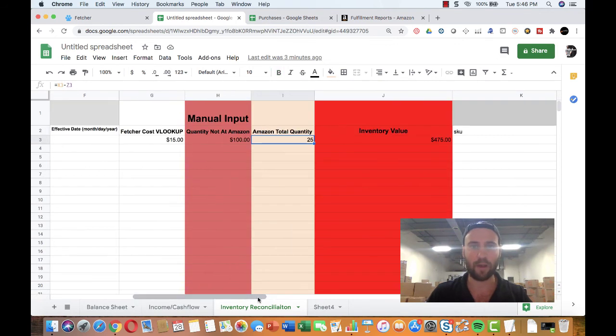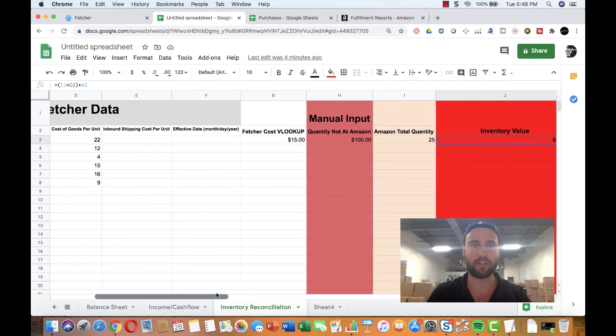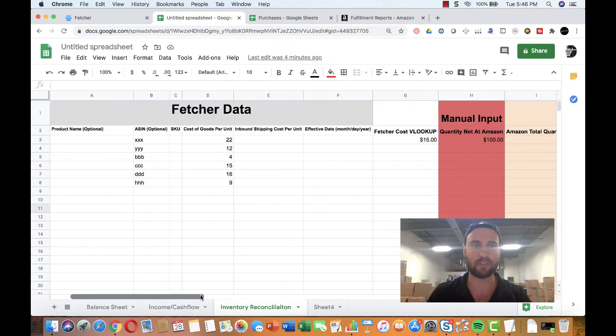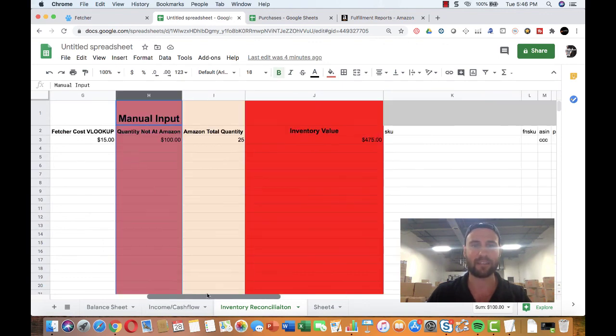That gives me my quantity, so I'm just going to then multiply my cost times my quantity and then add $100 to that. So you can see that being done here. And that is the value of my inventory for ASIN CCC. Now, this you're going to do for all of your ASINs. It's very easy. All you have to do is download those reports and copy and paste them in here, and it should automatically populate all of this except for the manual input part. You're gonna have to do that yourself for the stuff that you have not yet sent to Amazon.